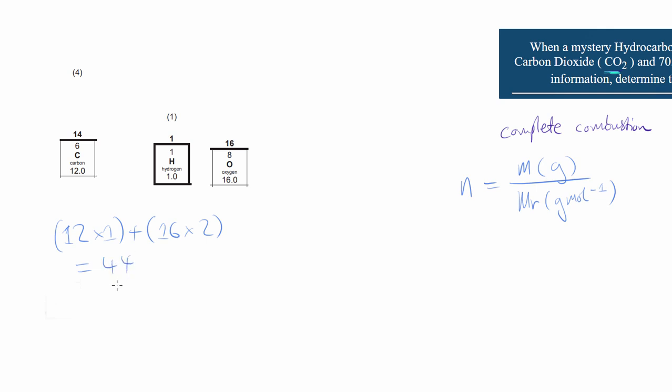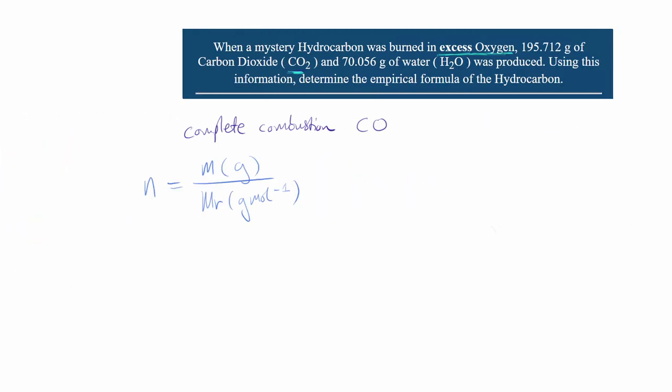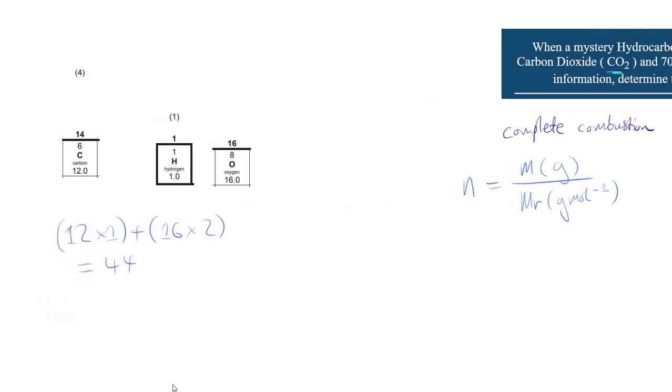Now, if we do the same thing for H₂O, for water, what are we going to get? That's the relative atomic mass of hydrogen, 1, multiplied by 2, plus the relative atomic mass of oxygen, 16, which occurs once. That gives us 18. So here we've got that the Mr of CO₂ is 44, and the Mr of H₂O is 18.